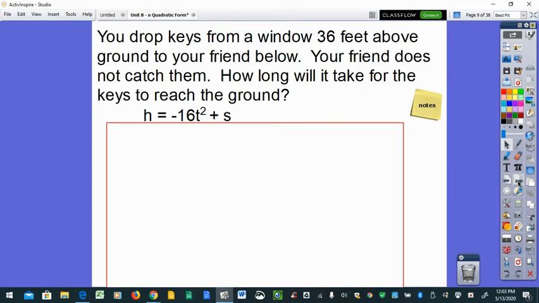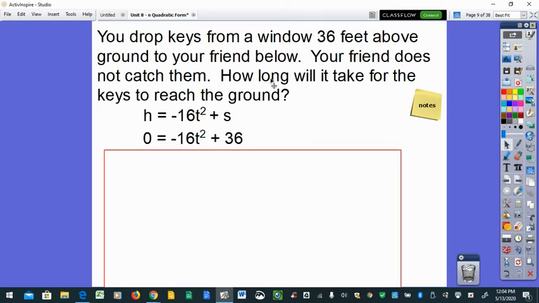Here's the case of the keys being dropped from the window. Say that window is 36 feet above the ground of your friend or your mom, and your friend doesn't catch them. How long will it take for the keys to reach the ground? Notice I'm using that first model because I'm not throwing them at my friend, I'm just dropping them. So the only force there is going to be the gravitational acceleration. Now we just have to fill in the right pieces. This 36, where does it go? It's your start height. So that 36 is going to take the place of the S.